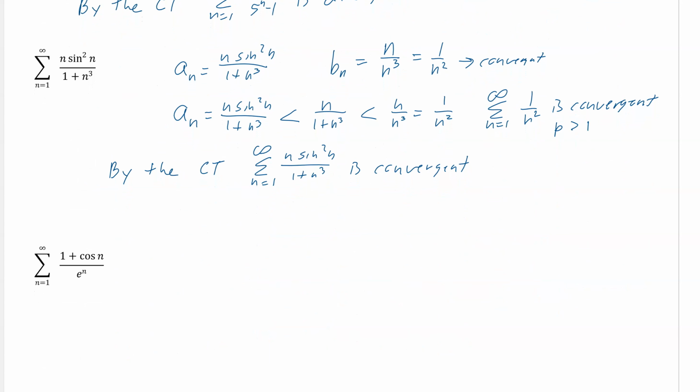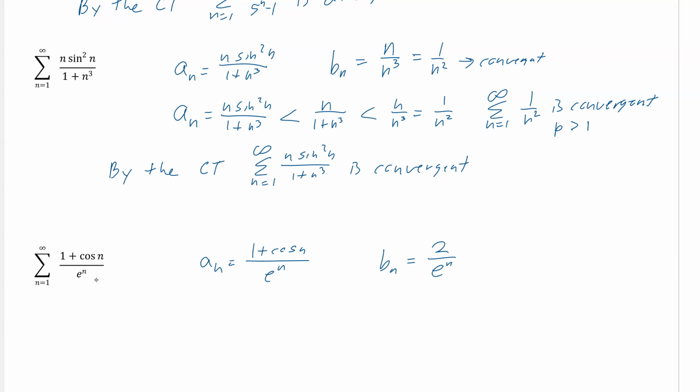So here the same idea. And so you see cosine n, it's not going to get bigger than 1. And so 1 plus 1 would be 2. And we have 2 over e to the n, right? And so if you look at the e to the n, we would say that our a sub n here is 1 plus cosine n over e to the n. And so our b sub n is most likely going to be 2 over e to the n.